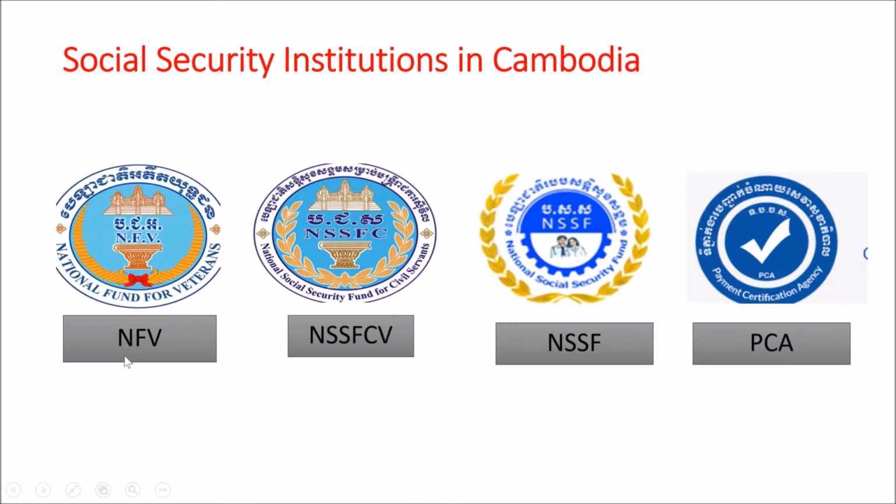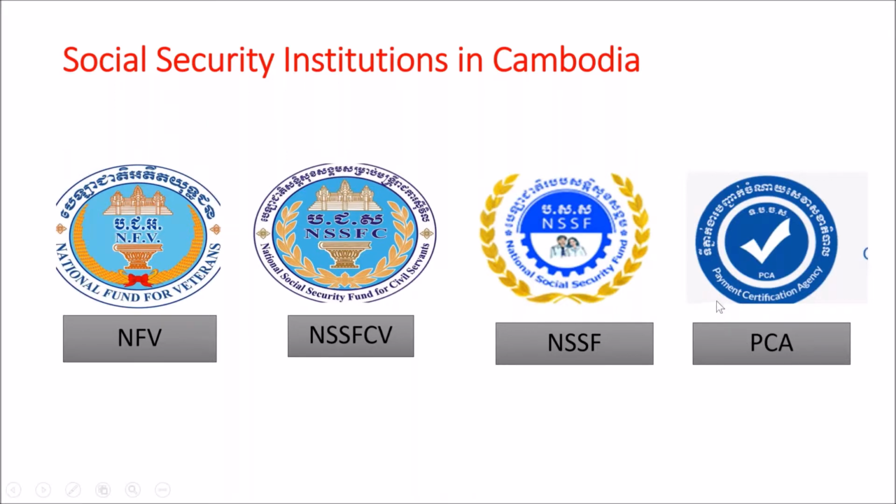The first we call NFV, the National Fund for Veterans, for retired military. These are under the Ministry of Social Affairs. And we have the National Social Security Fund for the civil servant, which is under the Ministry of Labor. But right now this is just for the pension, we don't have the insurance yet. And we have the National Social Security Fund under the Ministry of Labor and Vocational Training, and this NSSF plays the key role for mostly public health insurance in Cambodia, for the formal and informal sector.